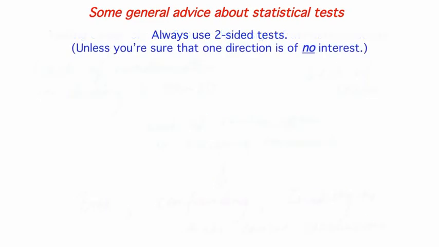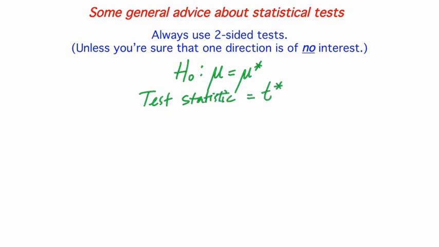Our next piece of advice, always use two-sided tests. Okay, not always, but unless you're really sure a priori that you're only interested in one direction and that other direction is of no interest whatsoever, then you should use a two-sided test. Here's why. Imagine we're testing a mean. So let's say our null hypothesis is that the mean mu is equal to some value. We'll call it mu star. And we calculate our test statistic, and we get some value. We'll call it t star.